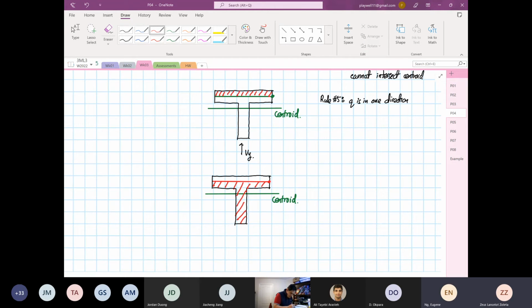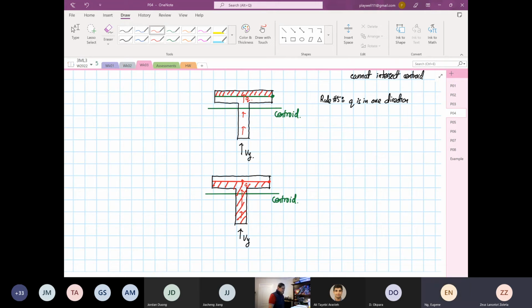If your Vy is in this direction, I will draw the Q for you guys. I'll draw the Q this way. Okay, so these are all your Q. Top correct or bottom correct? Top. Top. Neither.